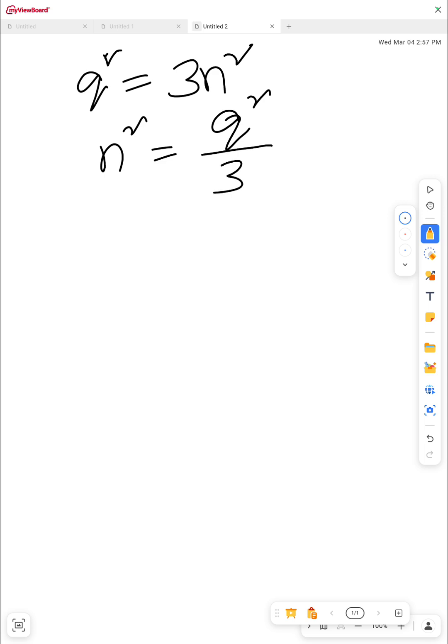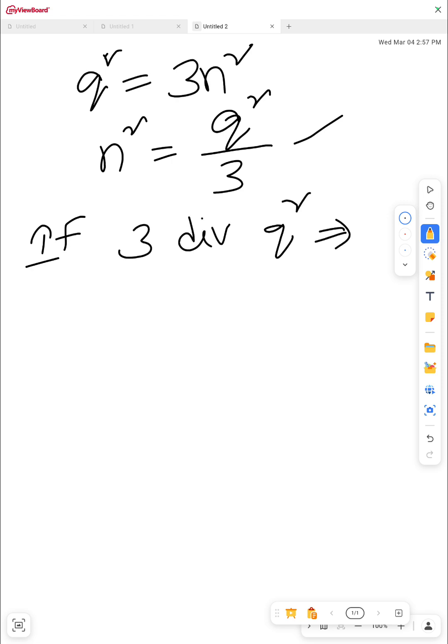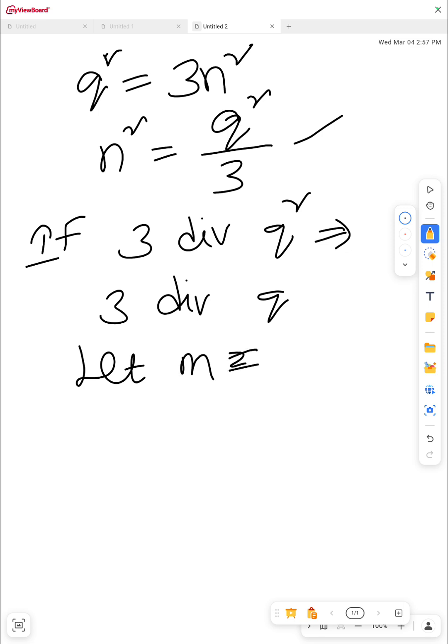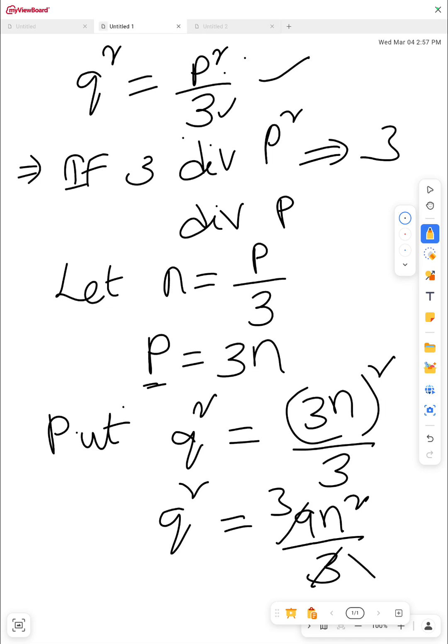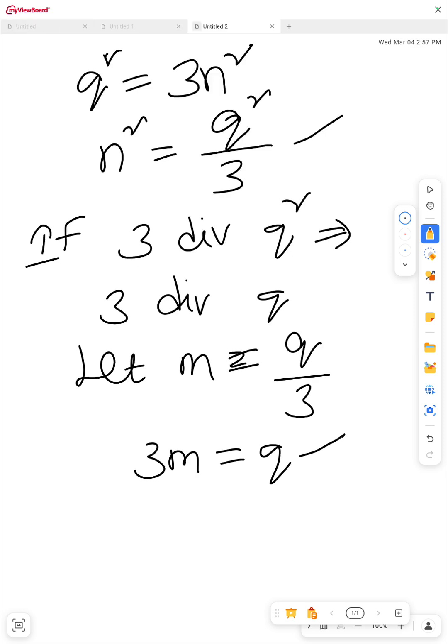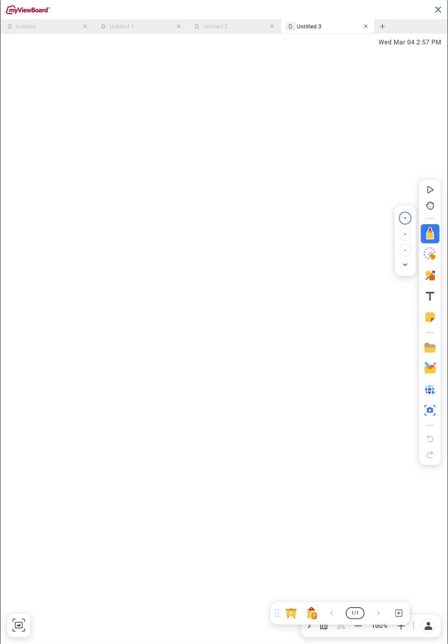Right? Now here the same thing follows. If 3 divides q square, then it implies 3 divides q. Now we will take m equal to q by 3. It automatically divides, so m is equal to q by 3, and 3m is equal to q. Here we have the q value, and in this we have the p value. Now we will substitute this in p by q form.